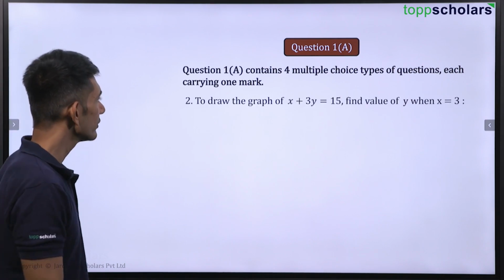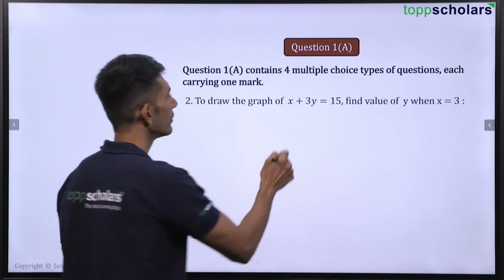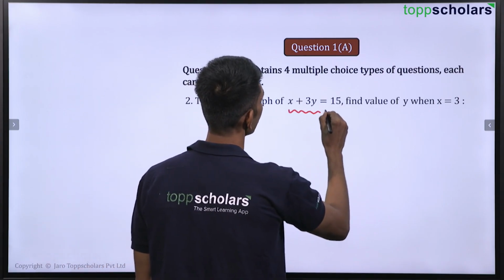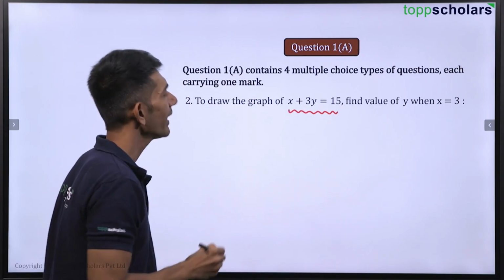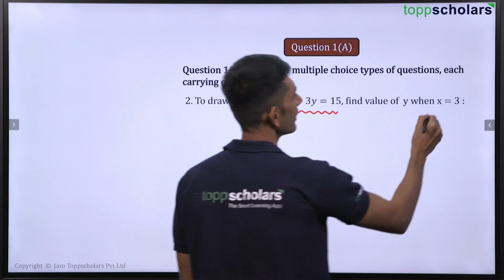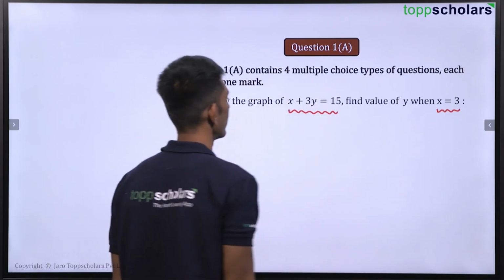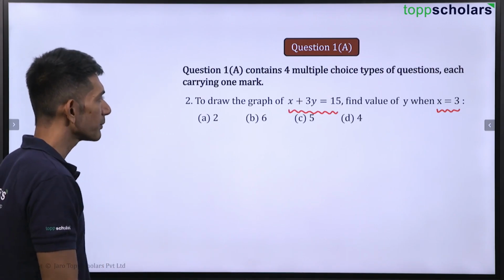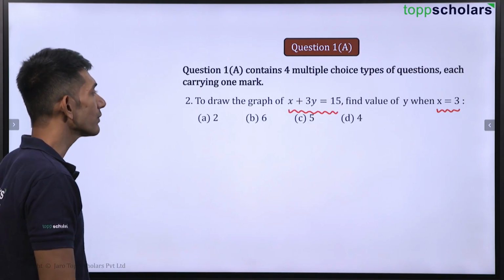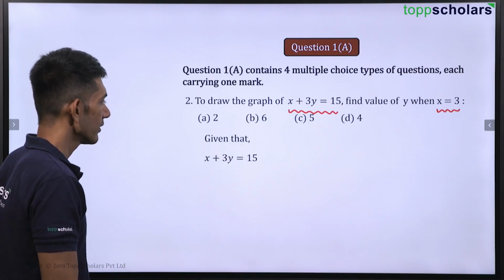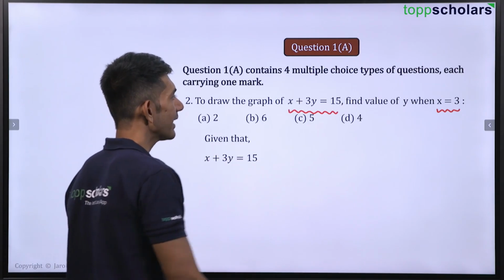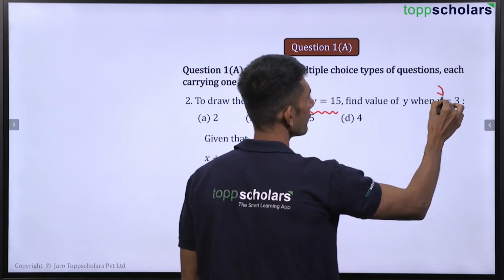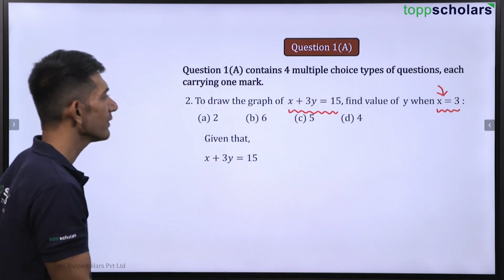Now the next question says, to draw the graph of x plus 3y is equal to 15, find the value of y when x is equal to 3. Okay. So to draw the graph of x plus 3y is equal to 15, we are supposed to find the value of y when x is 3. So what is given? It is given that x is 3. We are supposed to find the value of y.